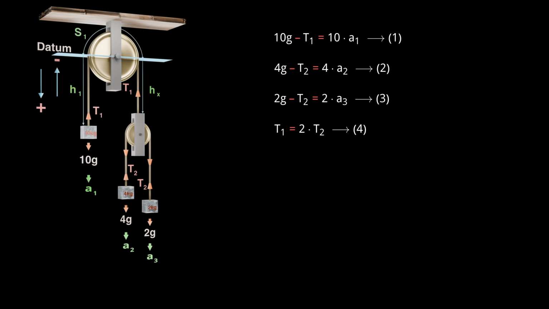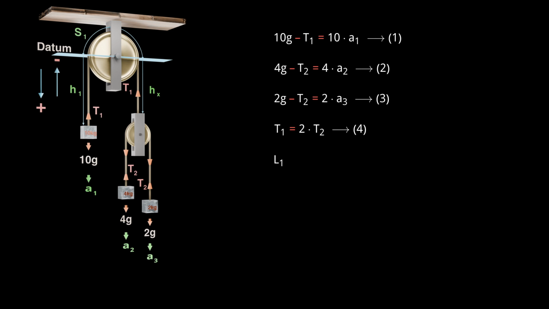Starting with the fixed pulley, let the total length of the rope passing over it be L1, which remains constant throughout the motion. A portion of this rope, denoted as S1, is fixed and does not vary with the movement of the masses. However, the remaining sections, represented by H1 and Hx, vary with time as the masses and the movable pulley shift positions. It is essential to take all measurements for the movable objects from a single reference point, which in this case is identified as the datum.